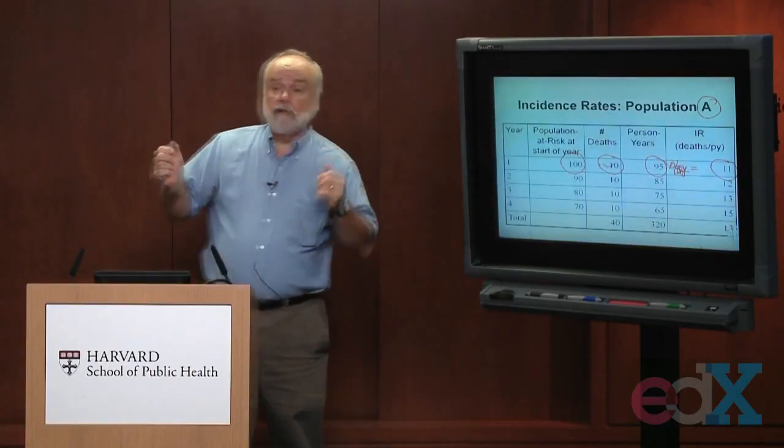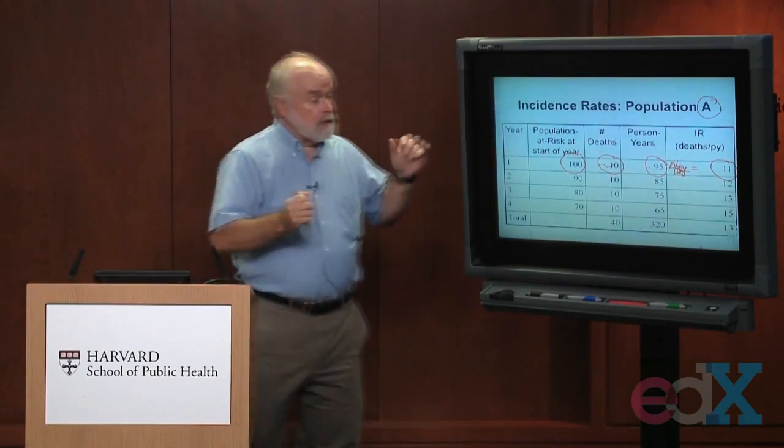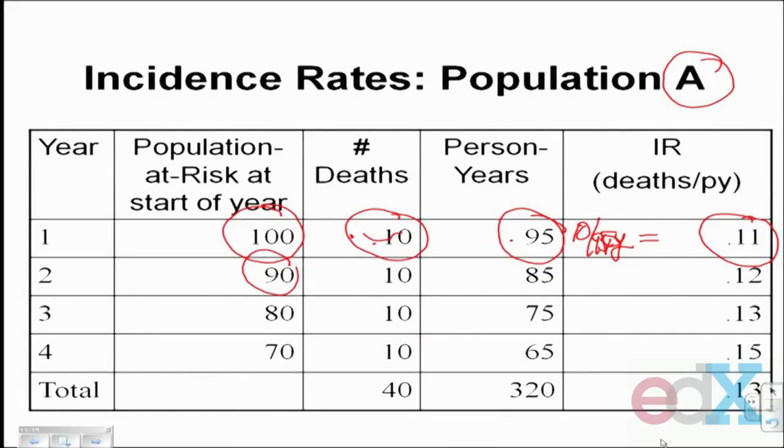Now what's the incidence rate during the second year? Second year we have 90 people still alive and kicking. They're at risk for dying in the second year. 10 people are no longer at risk. They've died already. Of those 90 people, 10 died.